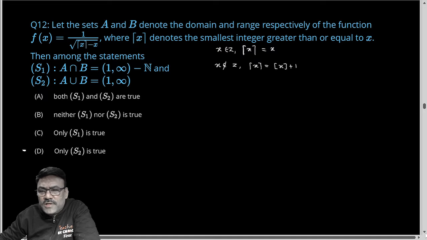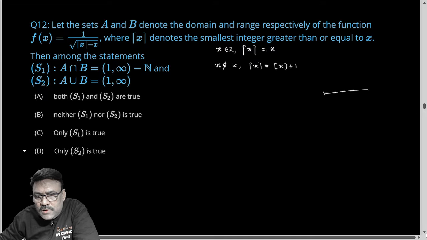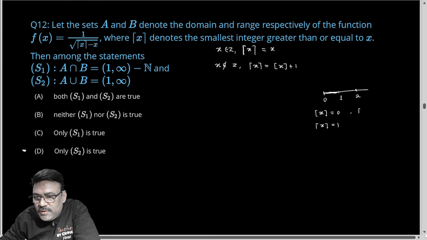See, actually what I'm trying to say here, let's say when x lies between 0 and 1, GIF will be 0, the greatest integer, and the smallest integer will actually be 1. Similarly, when x lies between 1 and 2, GIF will be 1, but the smallest integer will be 2. You will take the other one.